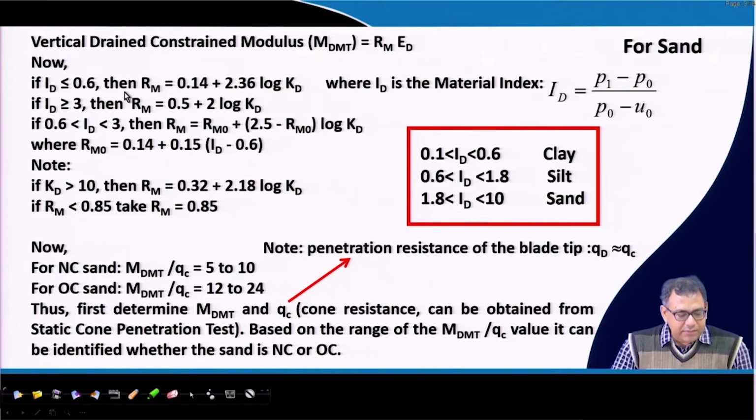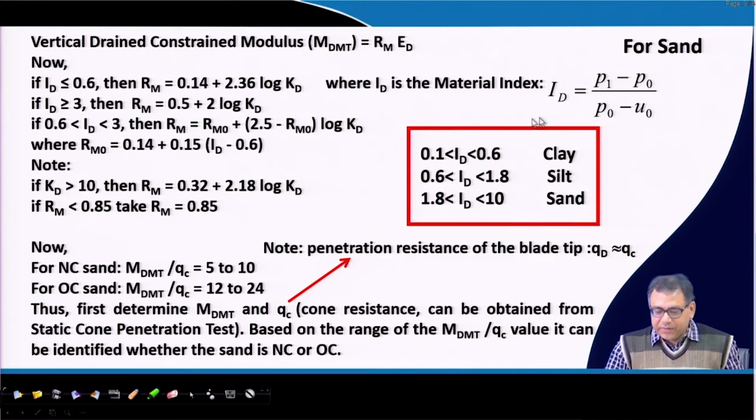To get the RM we have to identify the ID, which is called the material index. So, ID I will get by using this expression, P1 minus P0 divided by P0 minus U0. P1, P0, U0 I have already explained. So, this ID I have to calculate, the material index. Based on this ID I can identify the soil type also. If your ID is less than 0.6 and greater than 0.1, then it is clay. If it is less than 1.8 and greater than 0.6, then it is silt. If it is within 1.8 to 10, then it is sand.